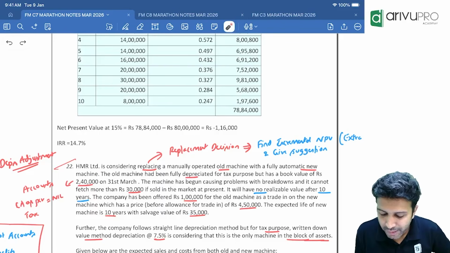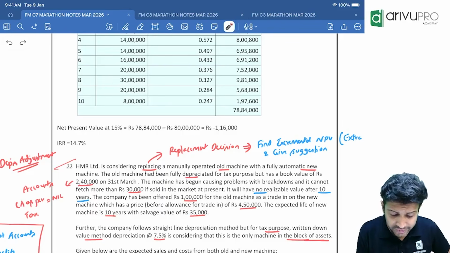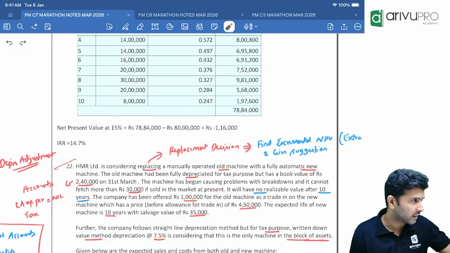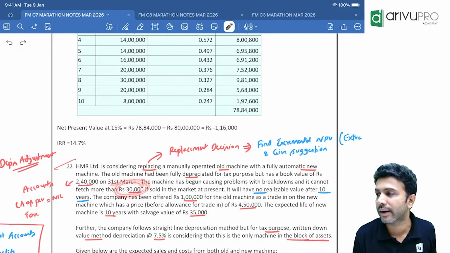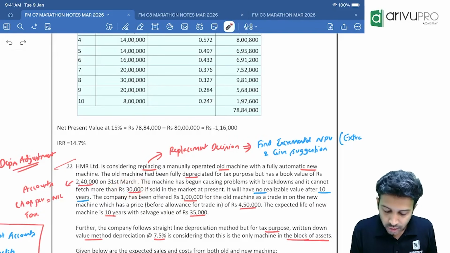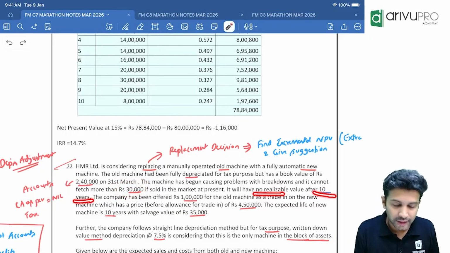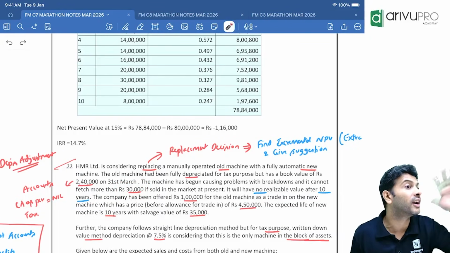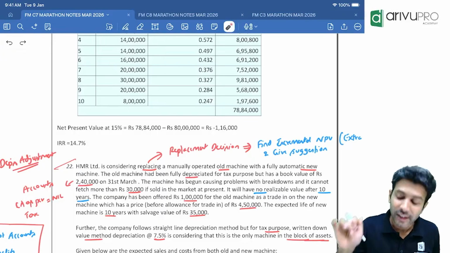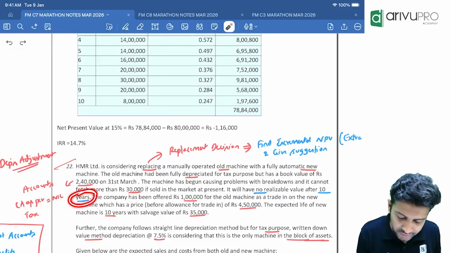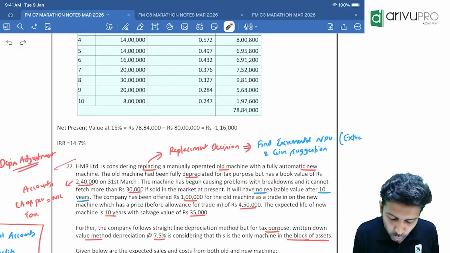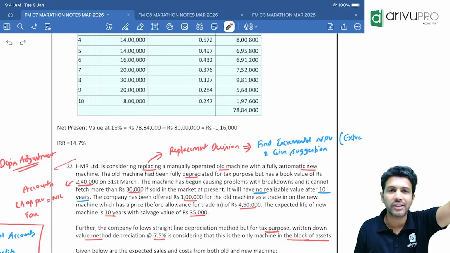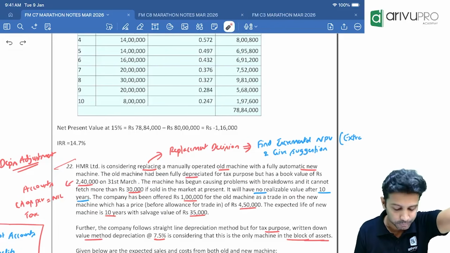The machine has been causing some problems, so it cannot fetch more than 30,000 if sold in the market at present. Immediately, if you sell the old asset, how much money will you get? 30,000. It will have no realizable value after 10 years. If you still continue with this asset for 10 more years, then after 10 years the value is 0. Now only if you sell, you will get 30.